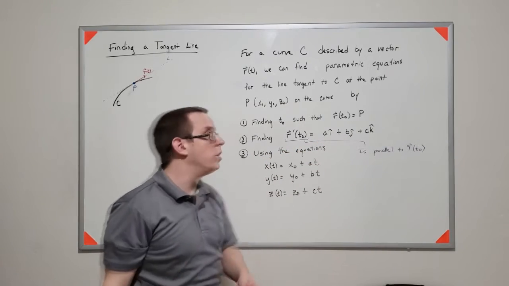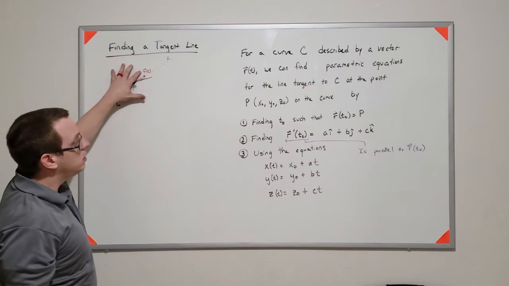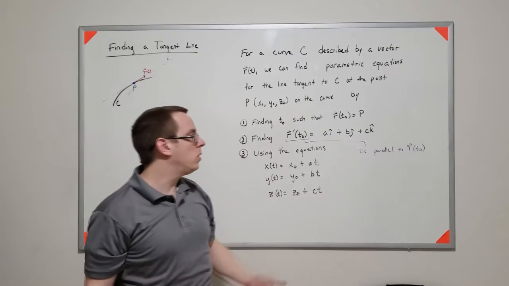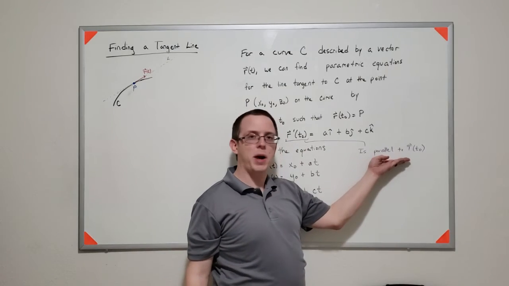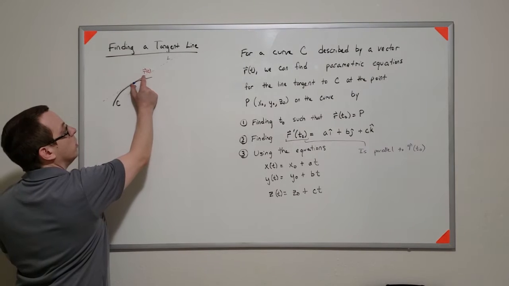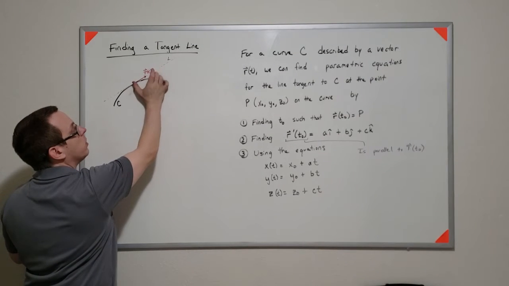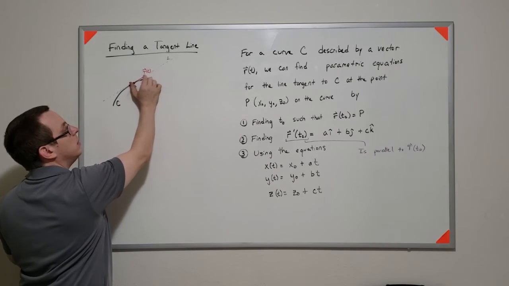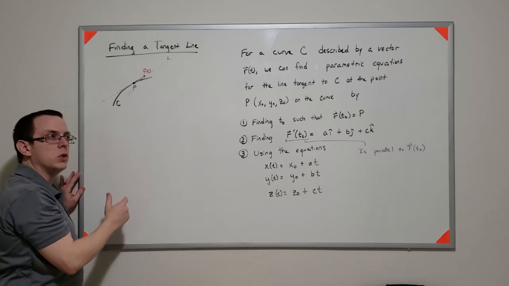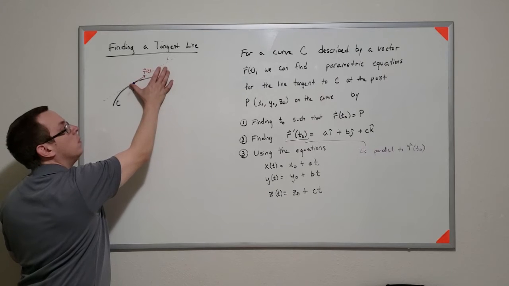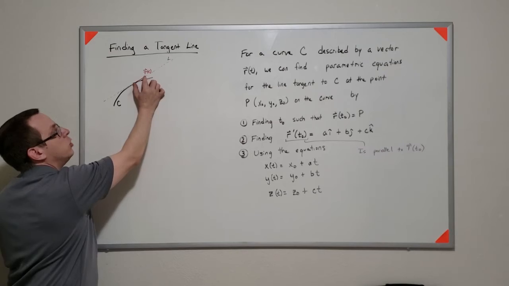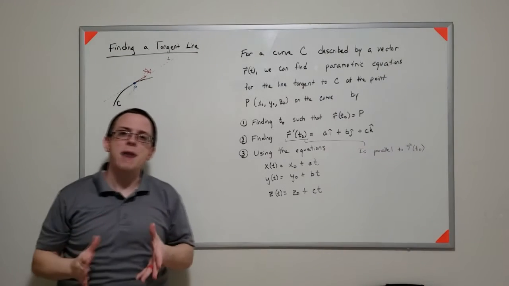Now you might ask yourself, why am I not using T at T0? Why am I using R prime? Well, the answer is because R prime is actually parallel to that. Remember that the tangent vector is a unit vector. So R prime gets you this vector, and the normalization of it shrinks it to a unit vector. But we don't have to have a unit vector.